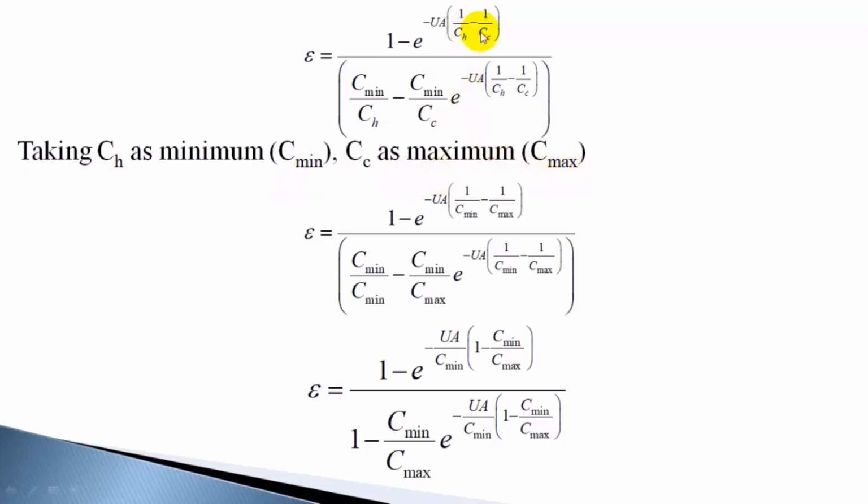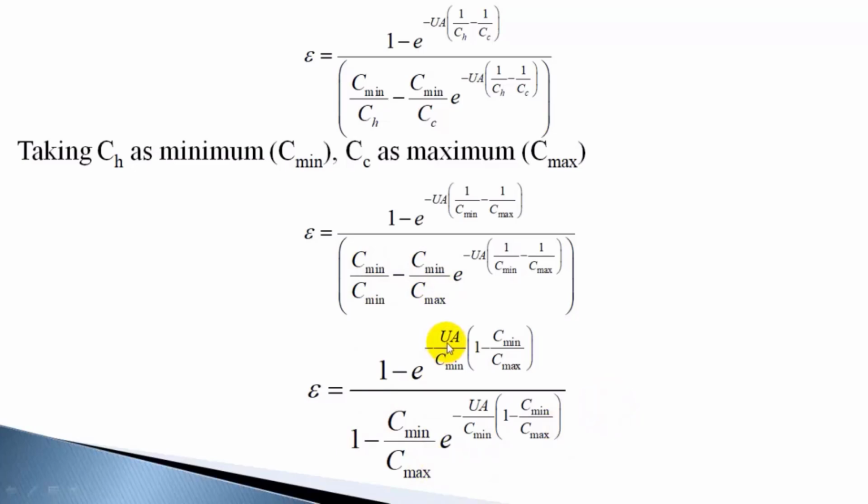So I am replacing all CH by C minimum and CC as C max in this expression. You get this expression. Here in the numerator, I take C minimum outside. So you get minus UA by C minimum into 1 minus C minimum by C max. And the same thing you get here, C minimum is taken outside. So you get minus UA by C minimum into 1 minus C minimum by C max. And here C minimum by C minimum is 1, and C minimum by C max. So this is the expression you are getting.